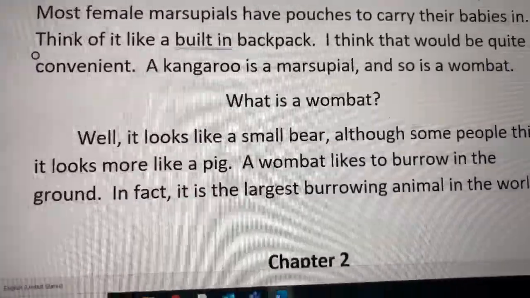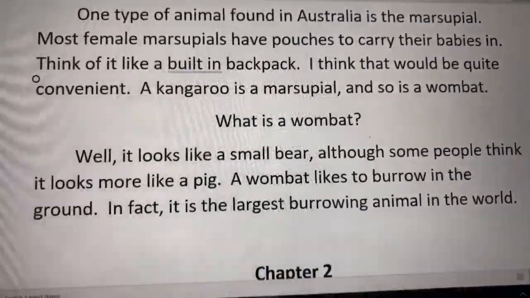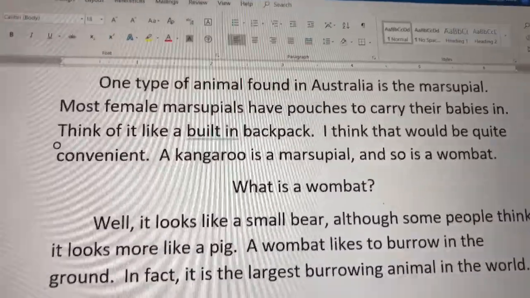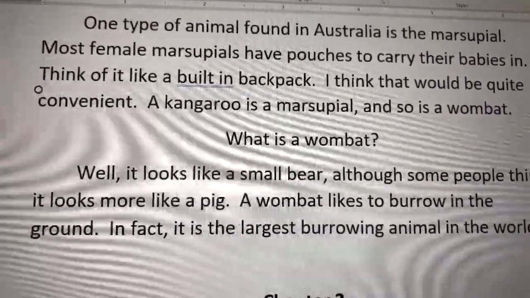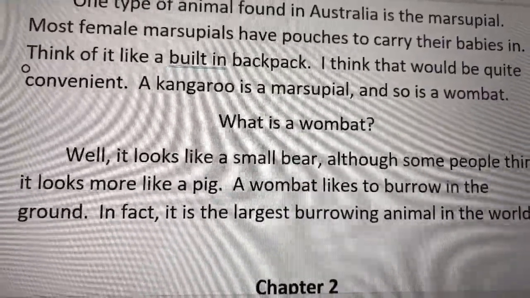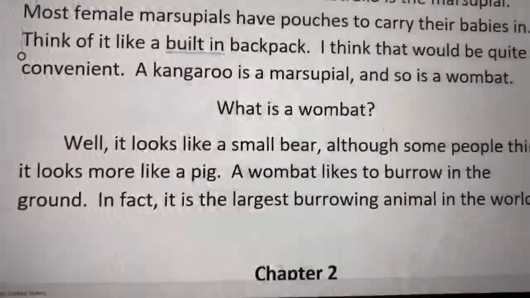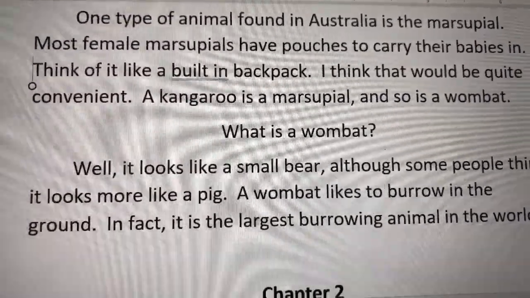What is a wombat? Well, it looks like a small bear, although some people think it looks more like a pig. A wombat likes to burrow in the ground. That means to dig. In fact, it's the largest burrowing animal in the world. That could also fit under a fun fact, couldn't it?